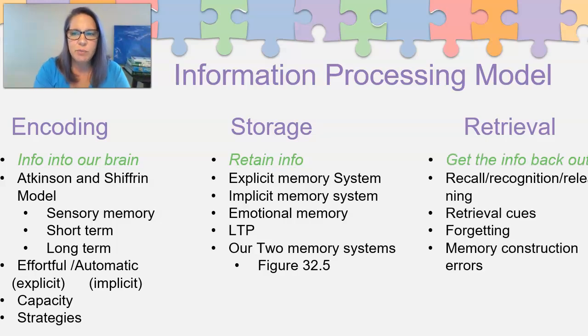And then finally, with retrieval, how do we get this information back out of our brains? We'll talk about the difference between recall, recognition, and relearning. We'll talk about retrieval cues, what happens when you forget, and memory construction errors. It's a lot of information. So memory will be broken down into two videos. We're not going to do it all in one video. So let's start with encoding.